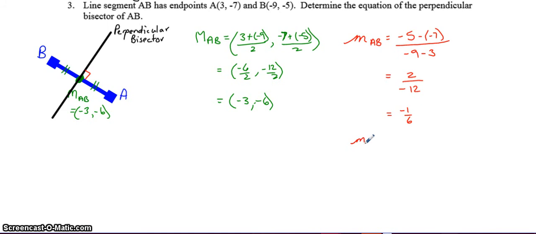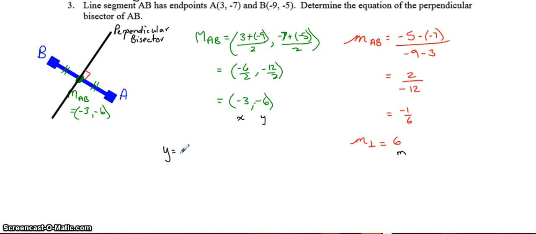Because we're interested in a perpendicular line, the slope of the perpendicular line is the opposite reciprocal. So the negative changes to a positive, and the 1 over 6 turns into 6 over 1, which is just 6. So your perpendicular bisector will have this point, which we will put in for x and y, and this slope, which we will use for m.